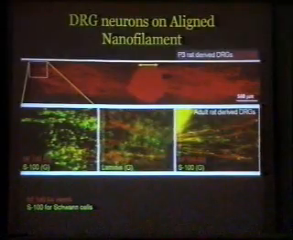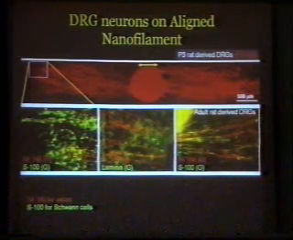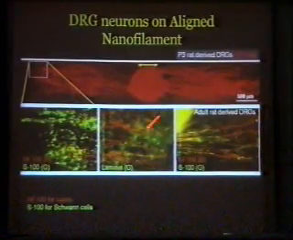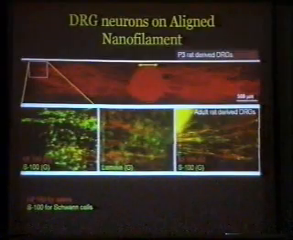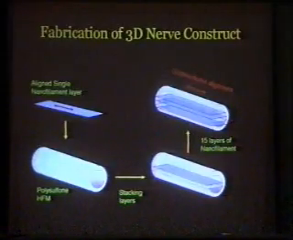We've done both adult and P1, postnatal day 1, DRGs, because you can say, well, embryonic DRGs grow well, but if you want to repair an adult nerve, is it the same? So we tested the adult DRGs, and they grow as well. So these films are very nice. The question is, how do you make a 3D matrix out of this? We do that by layering these films.